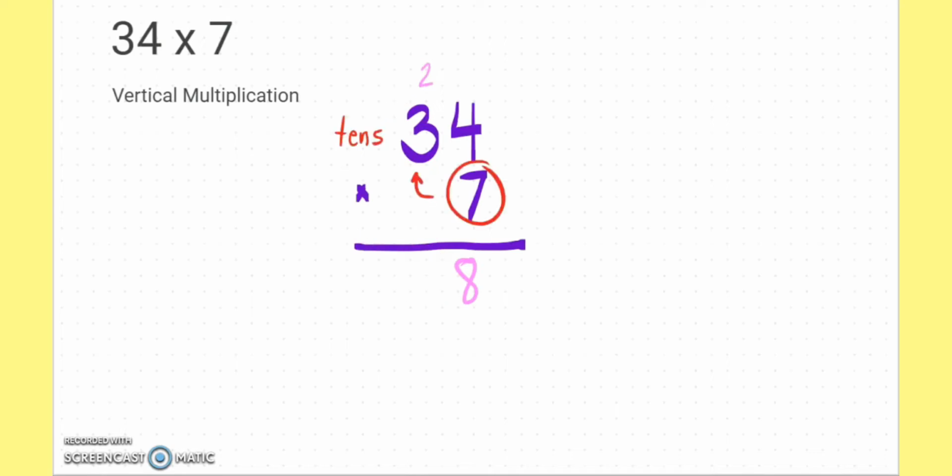Then we multiply the ones digit of our multiplier to the tens digit of our multiplicand. The product of 7 and 3 is 21 supposed to be, but we have a 2 here which we add to 21. So the answer should be, instead of 21, 23. And since there are no more digits in our multiplier, then 238 is our final answer here.